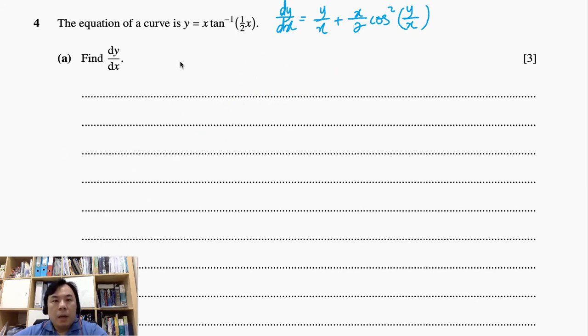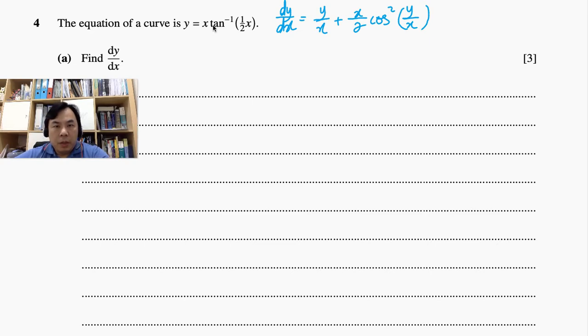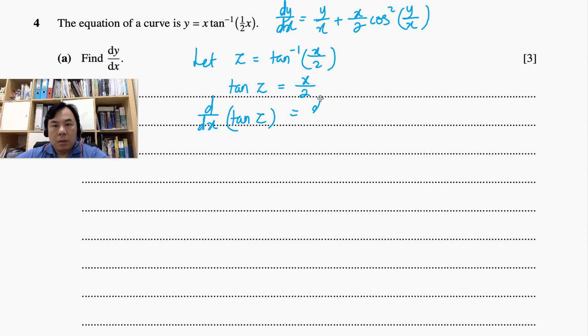For instance, in this case, you can let z equal to tangent inverse x over 2. From here, you will have tangent z is equal to half of x. And then by differentiating this with respect to x, we will be able to obtain this.